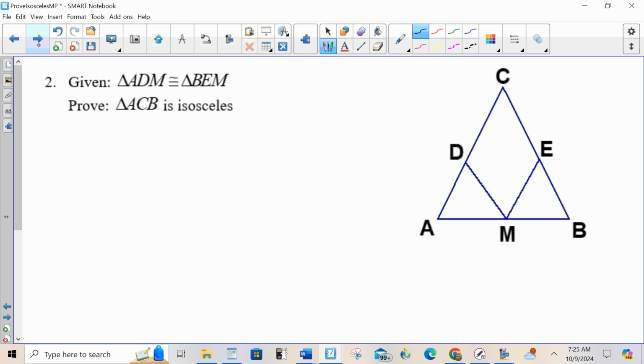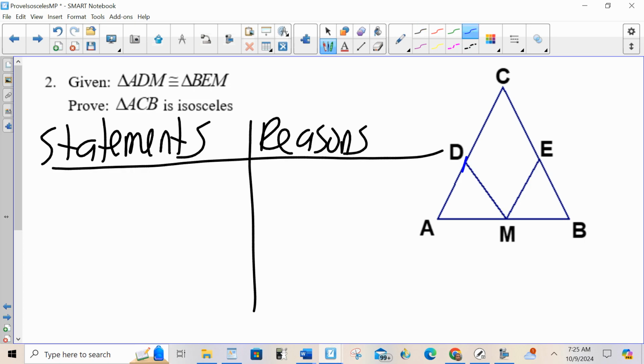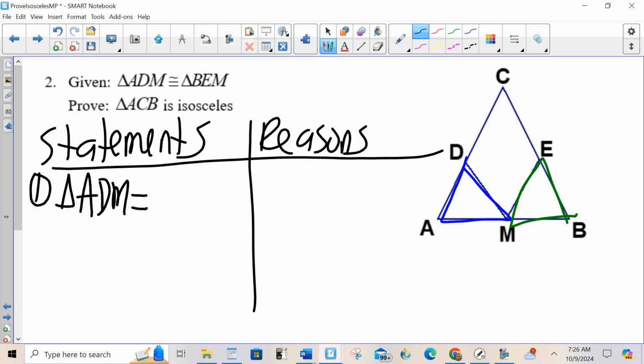Let's go number 2, statements, reasons. I've got triangle ADM. I've got triangle BEM. Again, this is a mini proof version of this. In a full proof, you're going to have to first prove those triangles are congruent. And of course, I give you givens and whatnot in order to do that.